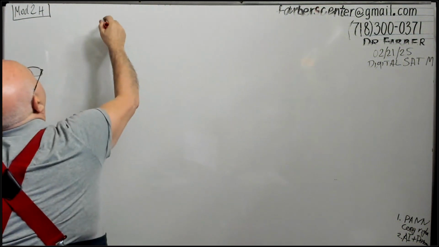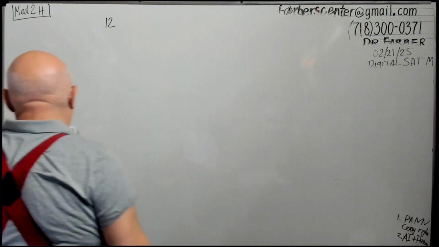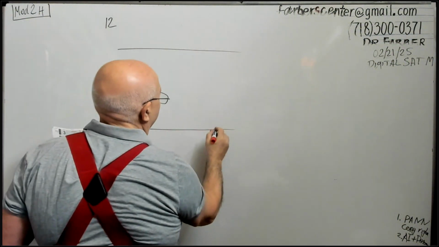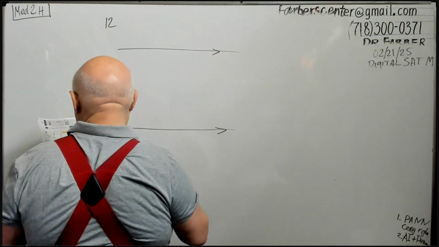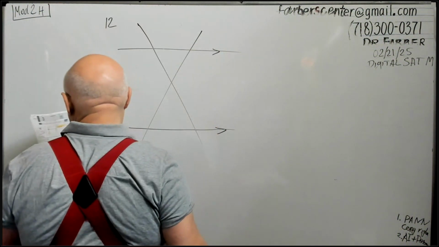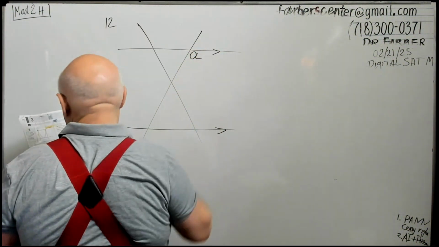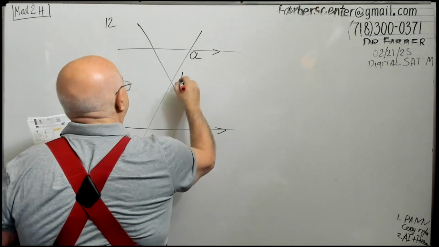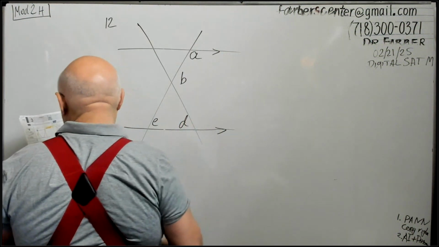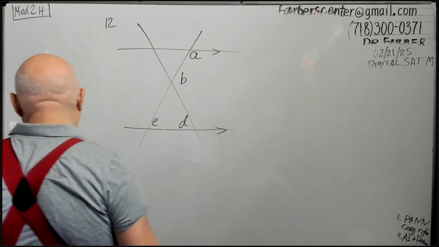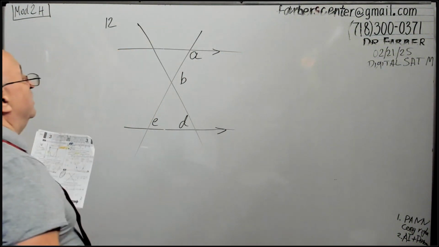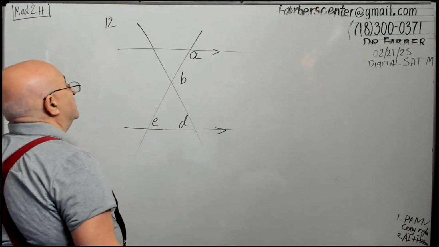Number 12. You have two parallels. We denote the parallel by these arrows. And you have two transversals. And this angle A, this angle B, and this E and D, if I wrote correctly. And what the following must be true? What a question. One second question.